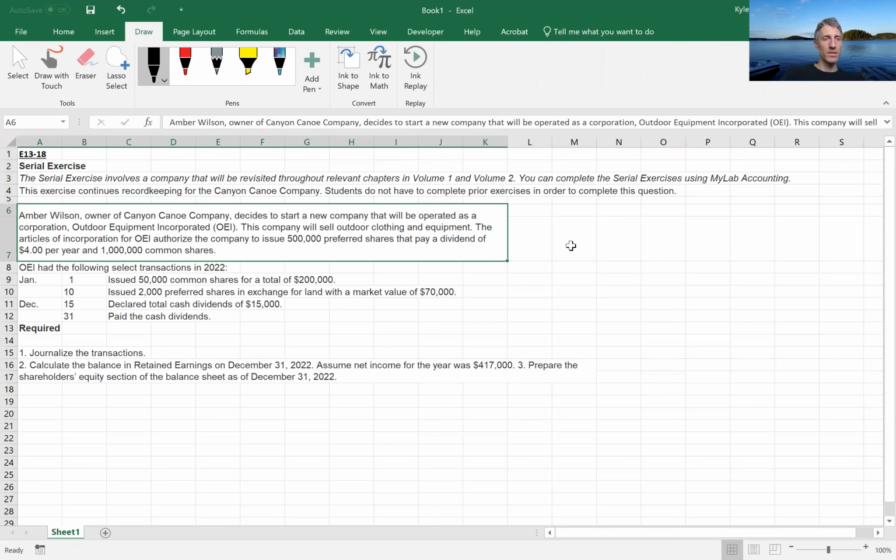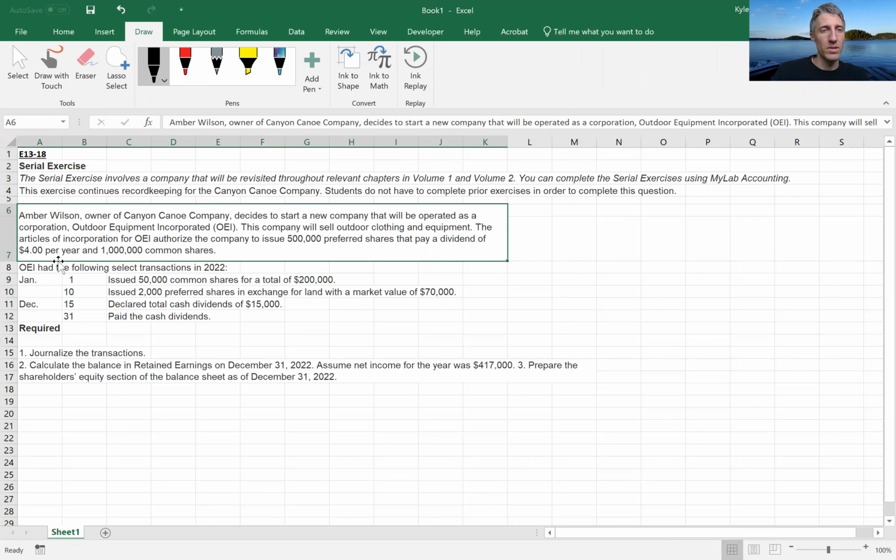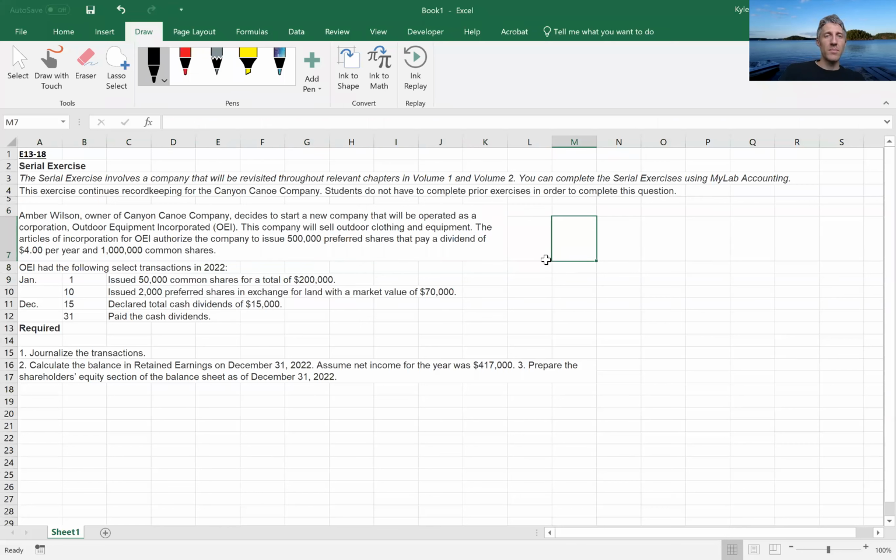So it starts with Amber Wilson. She's the owner of Canadian Canoe Company, and she decides to start a new company that will be operated as a corporation, Outdoor Equipment Incorporated, OEI. This company will sell outdoor clothing and equipment. The articles of incorporation for OEI authorize the company to issue 500,000 preferred shares that pay a dividend of $4 per share and 1 million common shares. So that's some key background information that we're likely going to need in order to solve this problem.